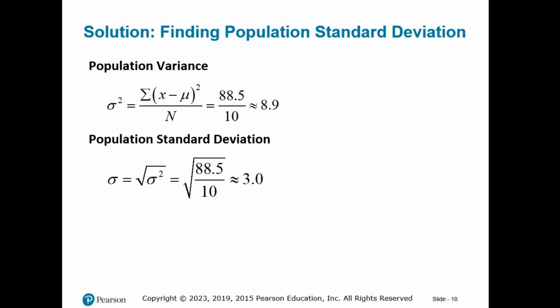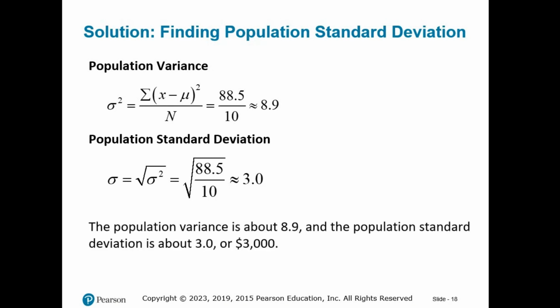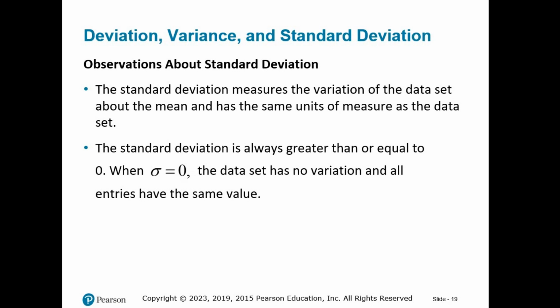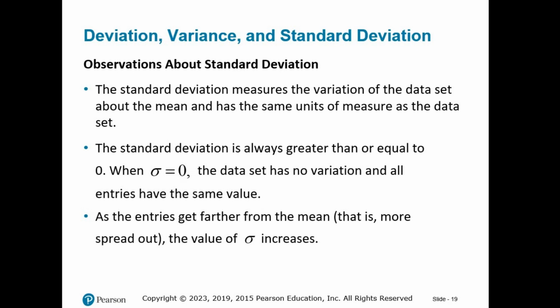Now, before we go any further, let's make some observations about what we've learned. Number 1, the standard deviation measures the variation of the dataset about the mean and has the same units of measure as the dataset. Number 2, the standard deviation is always greater than or equal to 0. When sigma equals 0, the dataset has no variation and all entries have the same value. Number 3, as the entries get further from the mean, that is, more spread out, the value of sigma increases. The main point being the standard deviation is a measure of dispersion, or how widely spread the data is from the mean. We're thinking about this value as an average distance from the center.